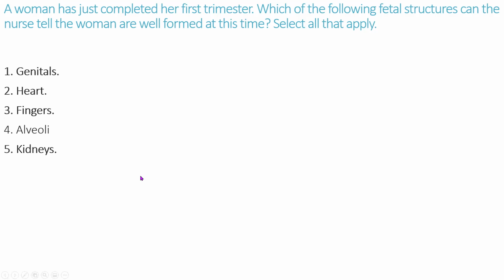Okay, I'll go ahead and read this rationale. Although not clearly visible on the ultrasound, the genitalia is formed by the end of the first trimester. The heart is formed by the end of the first trimester. The fingers are formed by the end of the first trimester. The alveoli will not be formed until well into the second trimester. And the kidneys are formed by the end of the first trimester. The reason it would be genitals as well is that there's a time when we can already tell the sex of our fetus, so it's going to be visible and well formed. Okay.